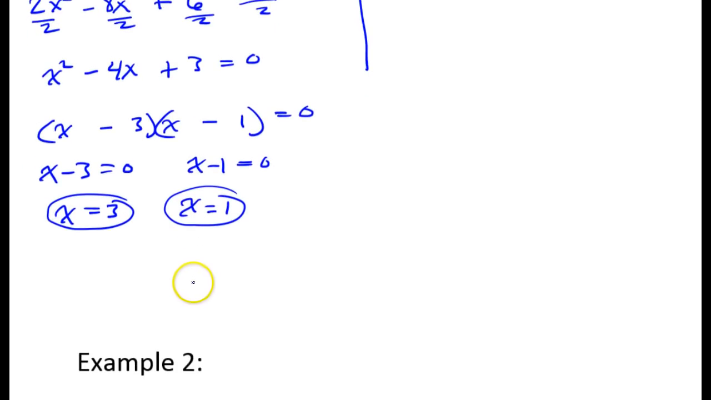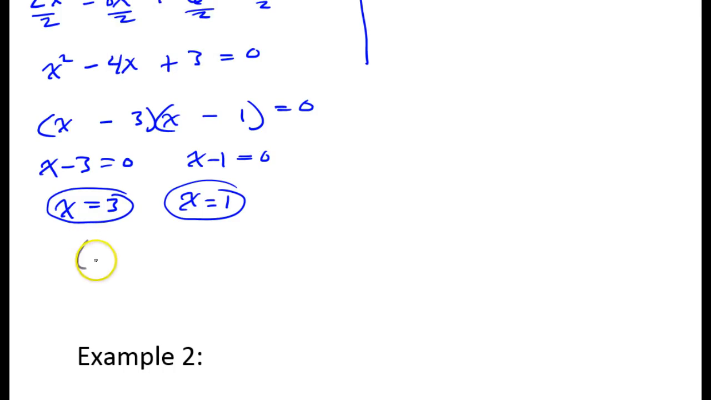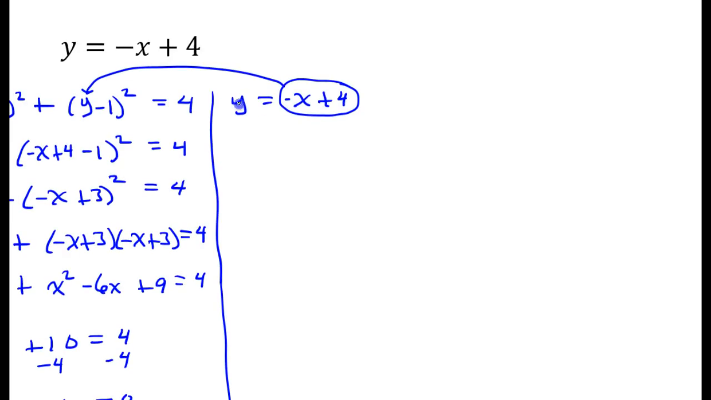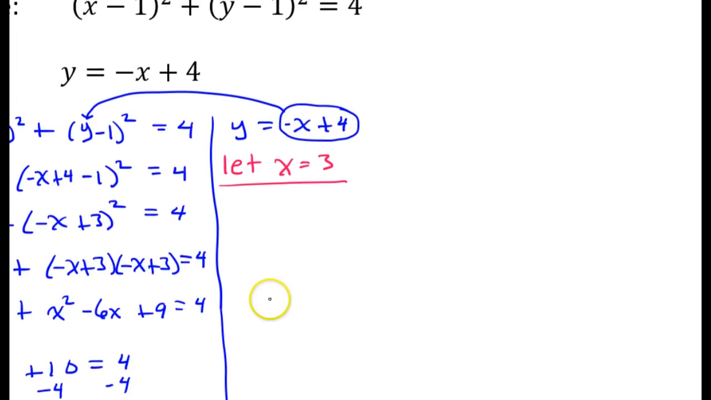So it's kind of like this. Imagine this is going to be my solution set. So far, what I have is 3 comma something and 1 comma something. But that's half a point. I need the y values to go with these x values. So the way I'm going to get the y values is by using this little equation right here. So let x equal 3. That's our first x value.